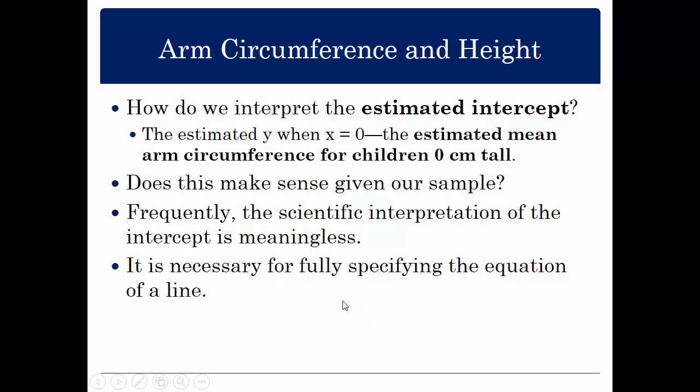I've already talked about the intercept, that in many circumstances it's meaningless. It's just necessary for fully specifying the equation of the line. Sometimes, though, it is important to know what the expected outcome is when x is equal to 0. For instance, if x represents the dose of a medicine, x equals 0 would be like a placebo.